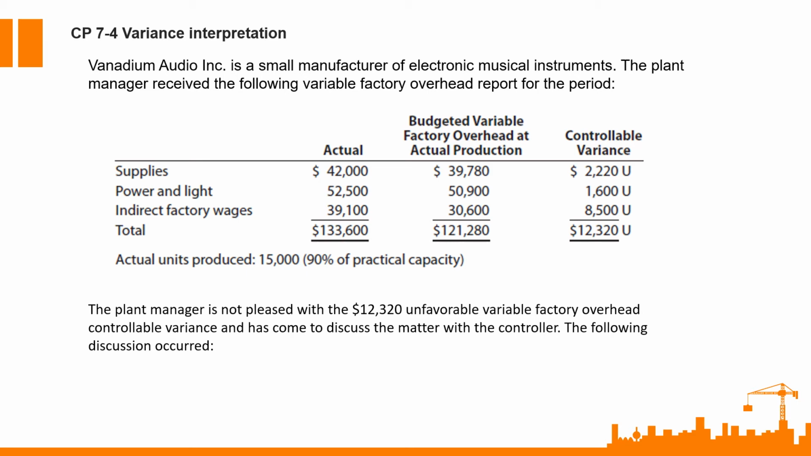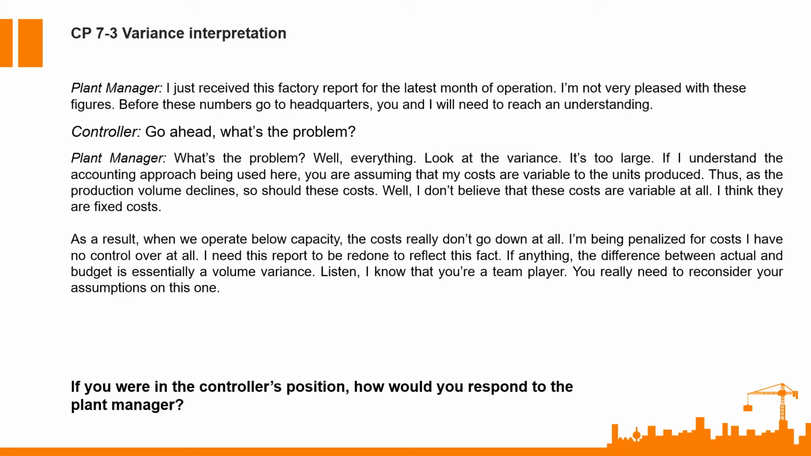The following discussion occurred. The manager was asked what the problem was and reacted to the large variance, claiming that the approach for accounting variable costs is based on the units produced. He alleges that they are fixed just because such variable costs do not go down when they are operating at low capacity. So the instruction is, if you were in the controller's position, how would you respond to the plant manager?